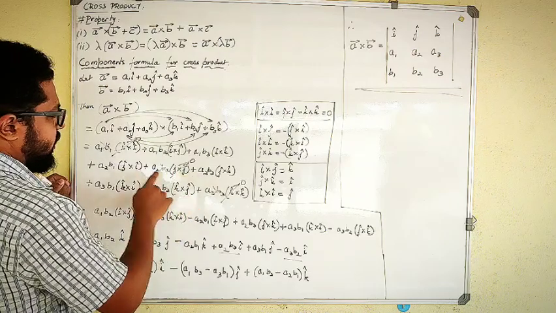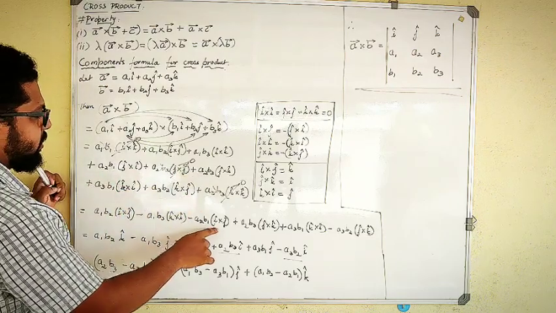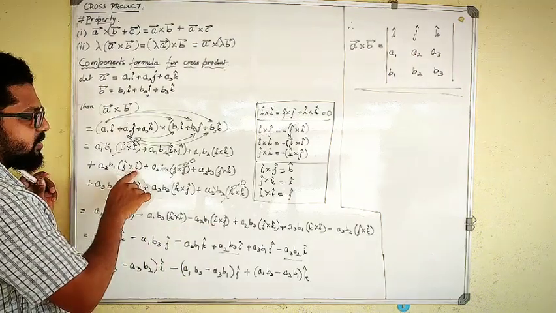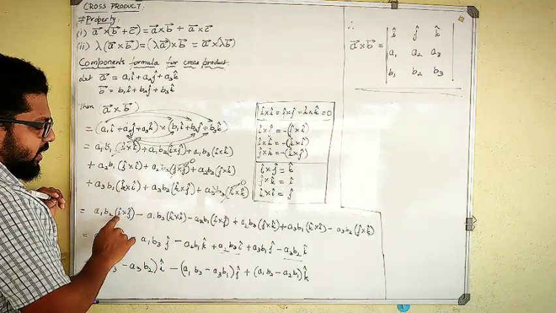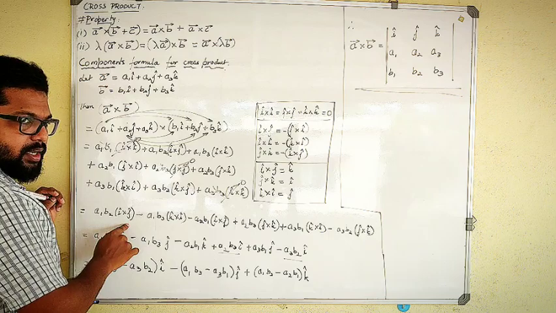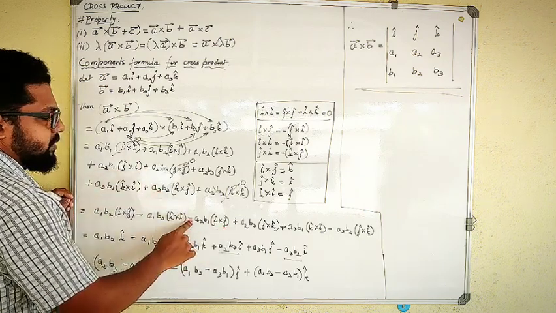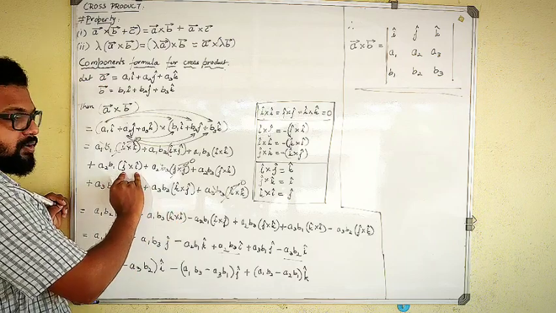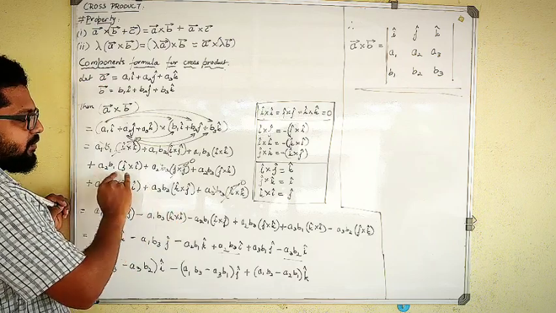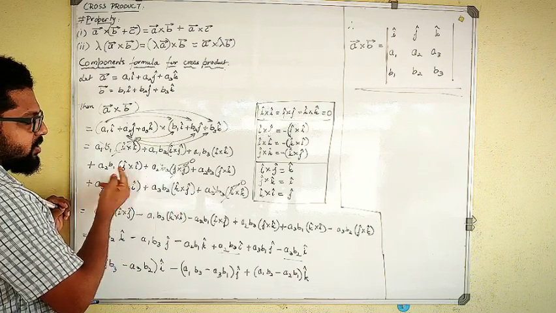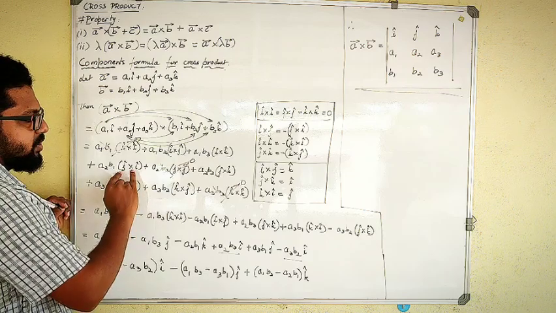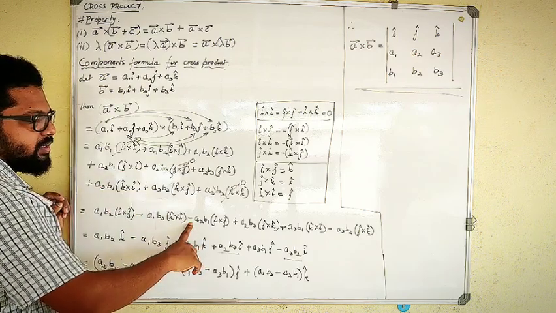Then the next one comes here, A2 B1. This is J cross I, but I cross J is already present here. Correct? I will write this one the other way, that is I cross J, minus. Here it was J cross I plus, when I interchange its positions, it becomes minus. That is I cross J, this will become minus.